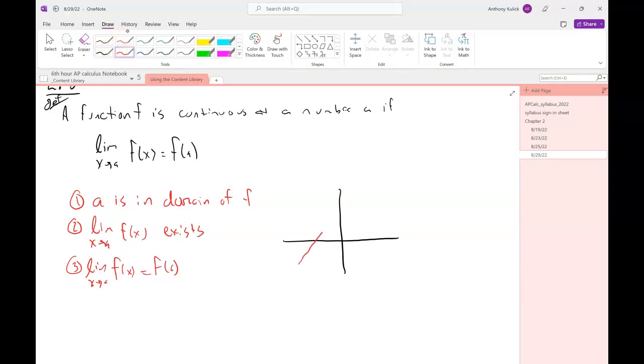The reason we have to be careful about that, say we have a function like this. Is this continuous? No way, man. Or at least not at point A, right? What's the problem with that graph that we've drawn?